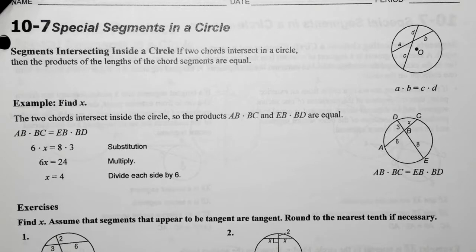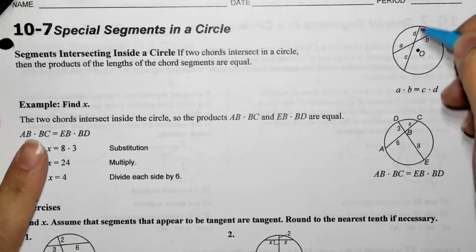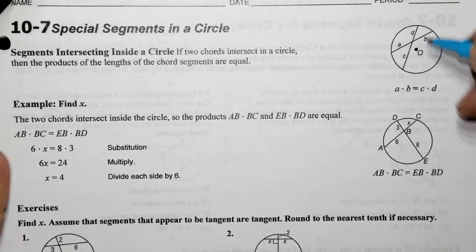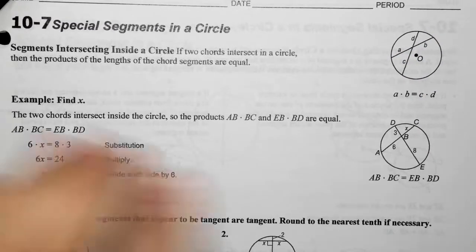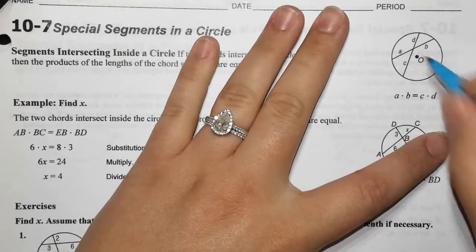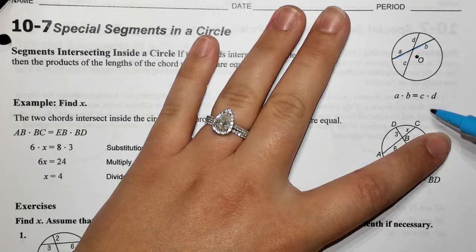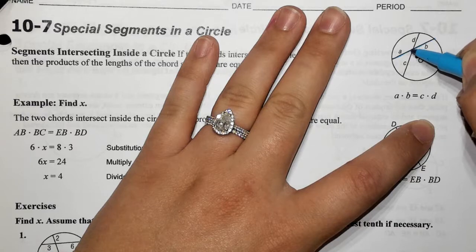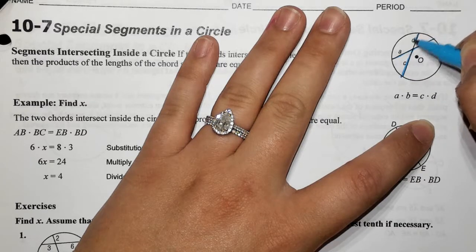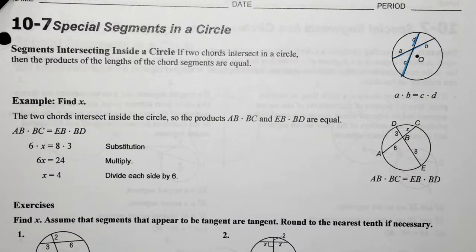If you have two chords that are intersecting inside your circle, here's chord, chord, they intersect at some point, then that means that if you take each piece of the chord, so if this chord right here, you take this piece and you multiply it by this piece, and it will be equal to the same distance as C times D. So you're taking both pieces of the chord, multiplying them together, and it will be equal to the product of the other chord.